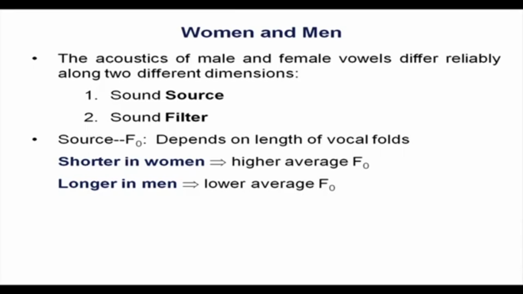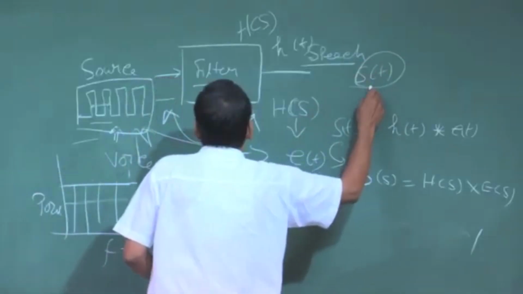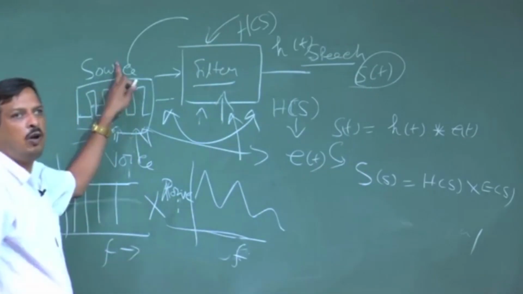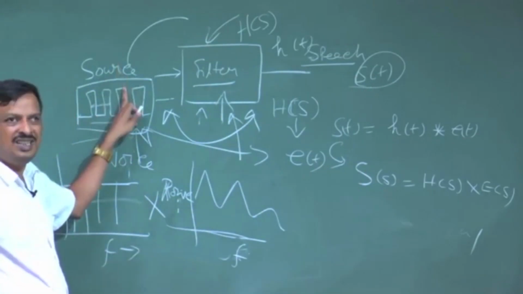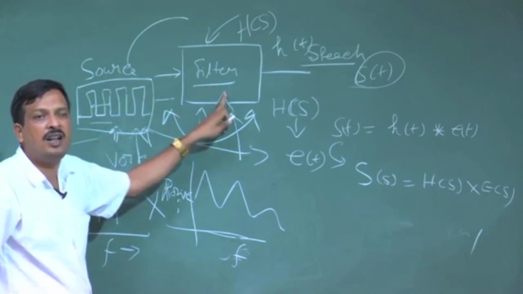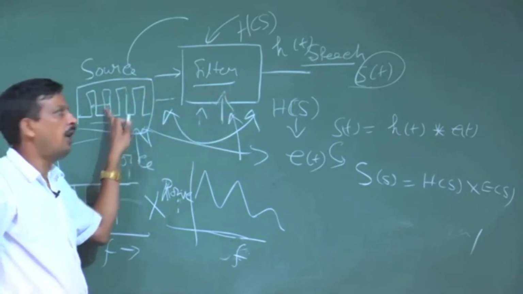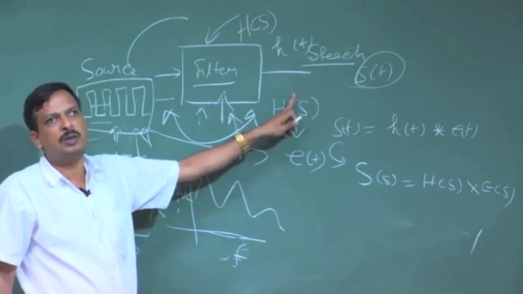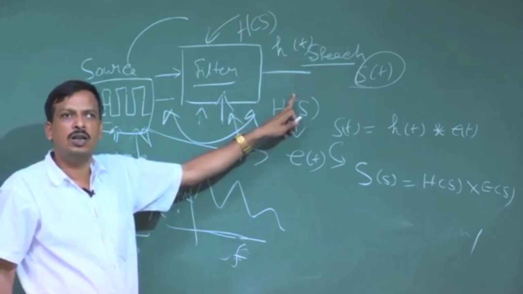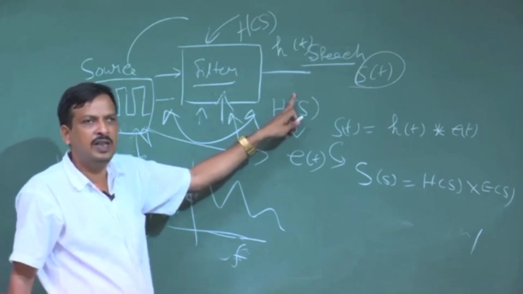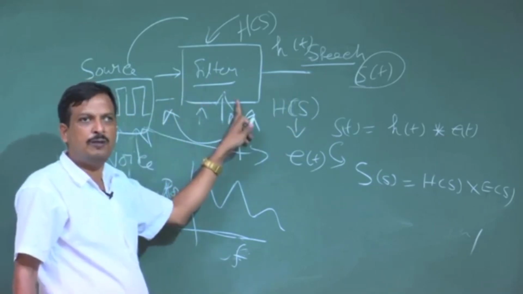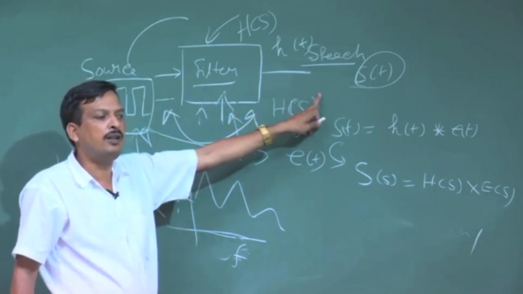So, sound depends on the source and on the filter. If it is voiced sound, the source exists and provides the fundamental frequency, and the filter modifies that source and produces different voice sounds. That may be a vowel, or it may be a voiced consonant also. So it is not necessary that it will be a vowel; it may be a voiced consonant. So the source, modified by the filter, produces different kinds of sound.